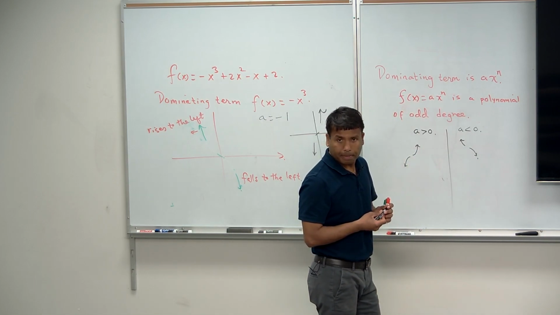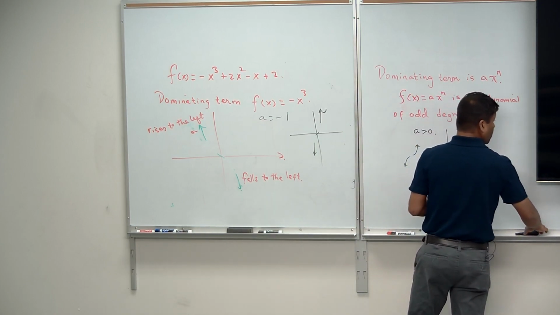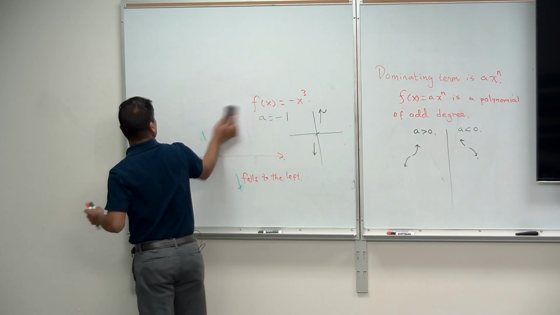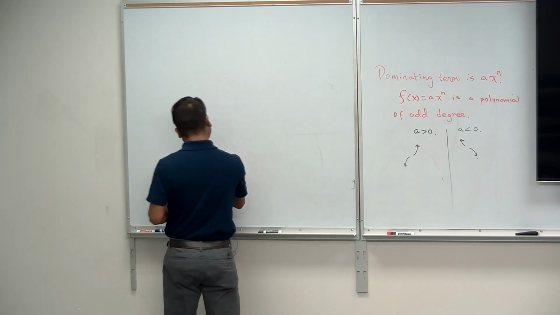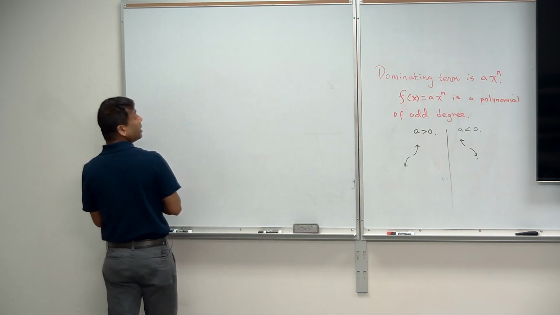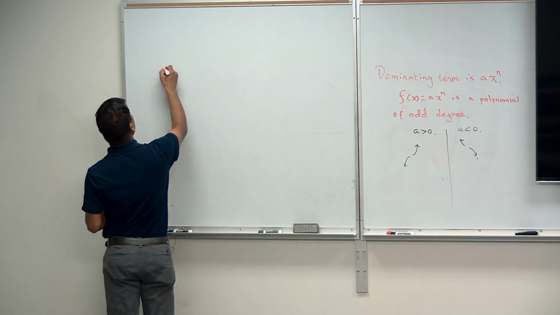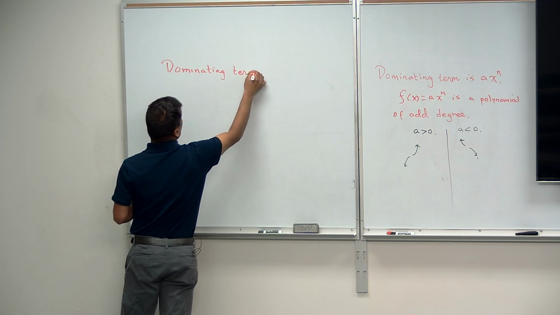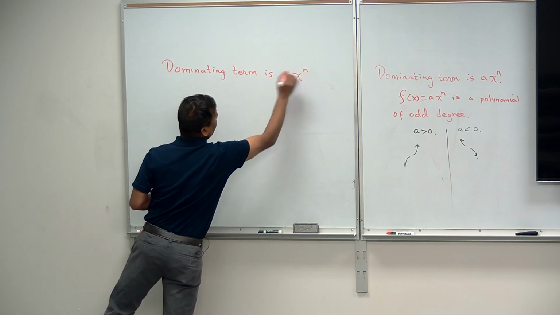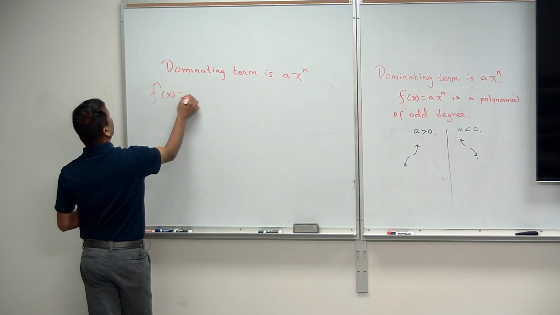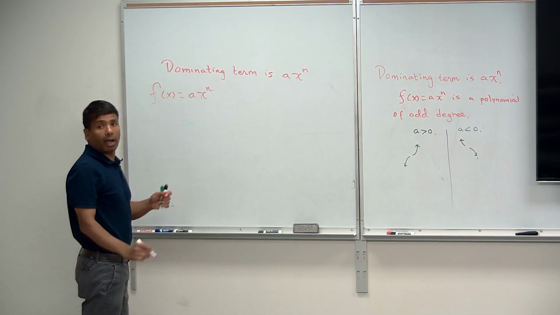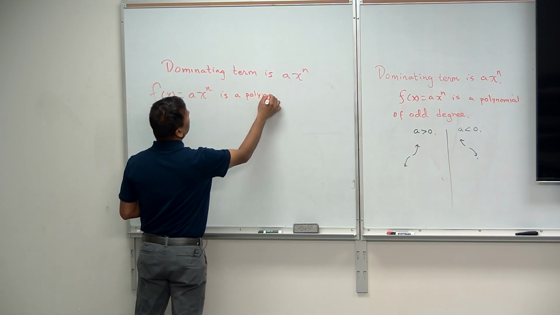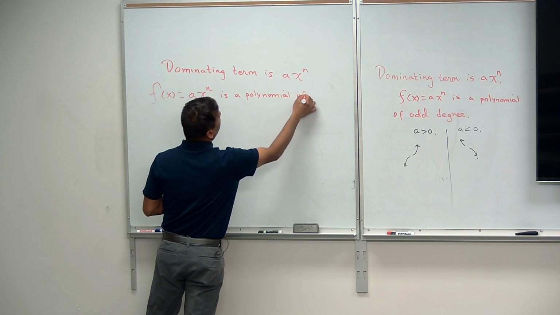Did you get it? Okay. So now the next one is, let's say you have a dominating term. Your dominating term is ax to the power n, and this f(x) equal to ax raised to the power n is a polynomial of even degree.